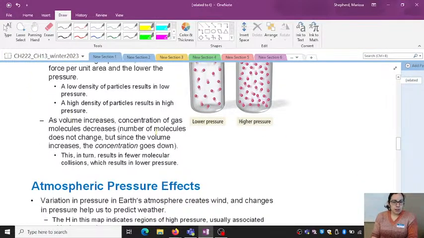And so as volume increases, the concentration of molecules decreases. So now that same amount has more space. Since the volume increases, the concentration goes down. Again, the number of molecules would not change in this kind of closed system scenario.